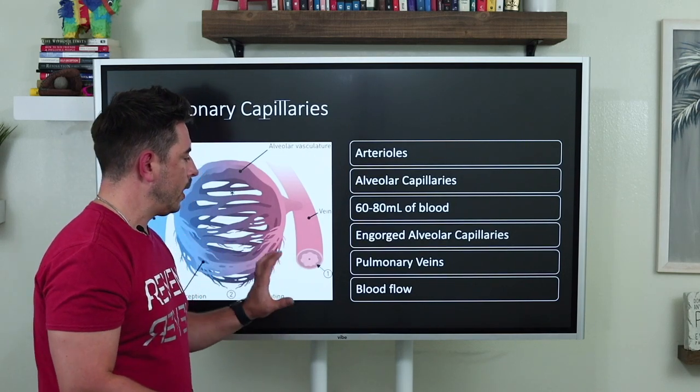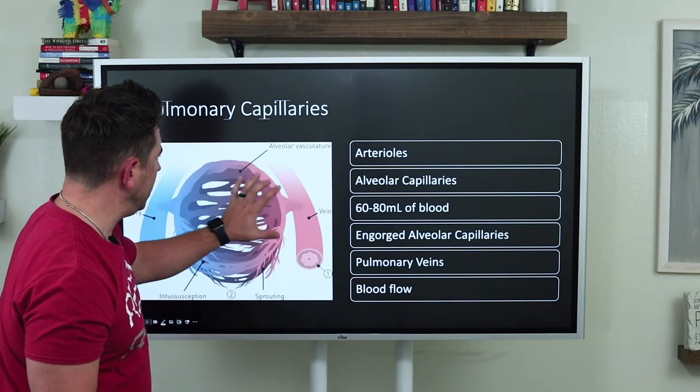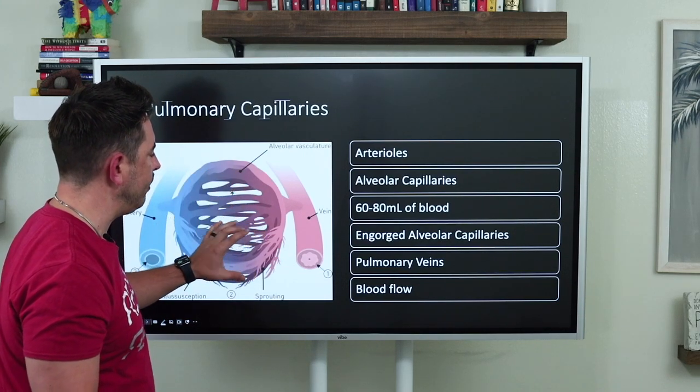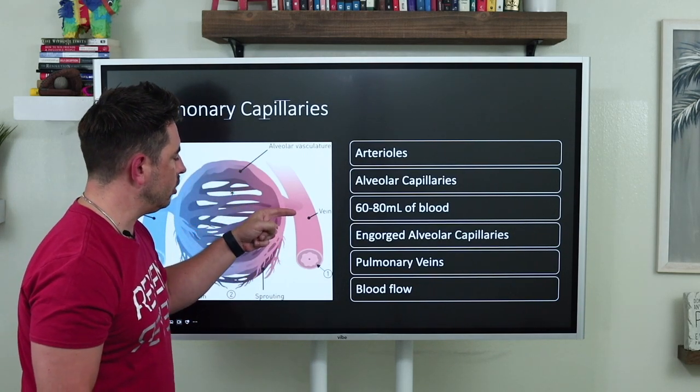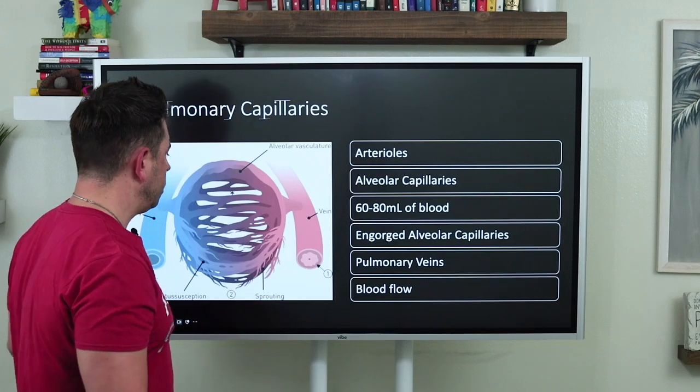Once they go from the pulmonary capillaries or these alveolar capillaries, they go out the venules and then they go out the pulmonary veins.